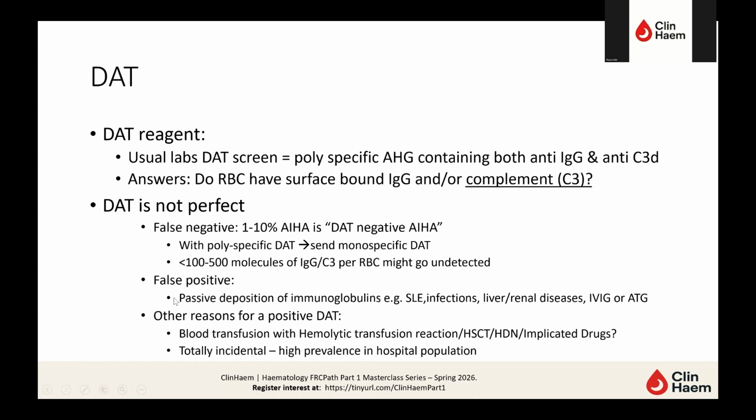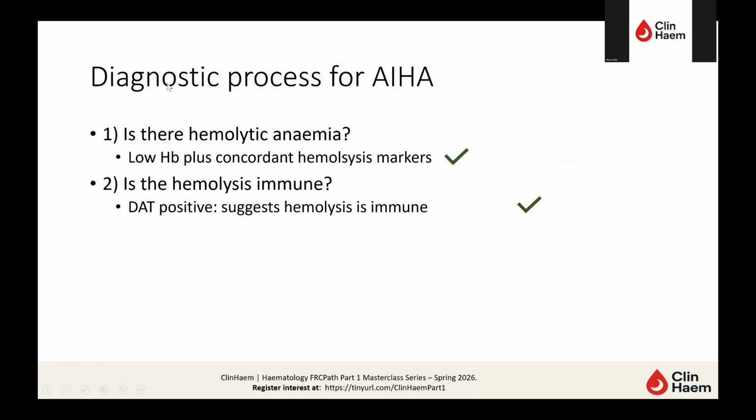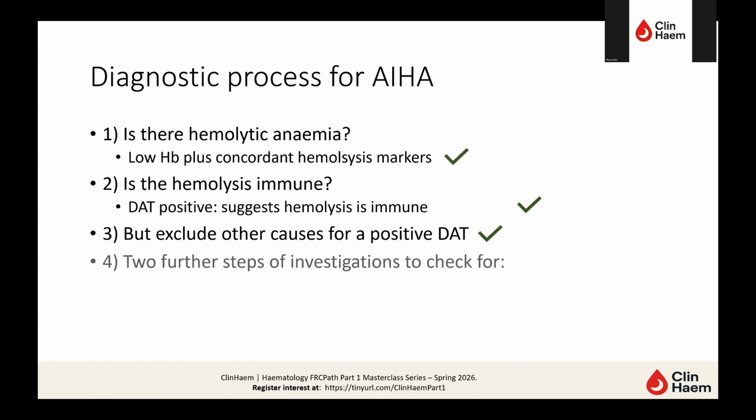So going back to the diagnostic process for AIHA, number one, is there hemolytic anemia? We've seen the hemoglobin is low and the hemolysis markers are in the right direction. You would check, is the hemolysis immune? That is positive, which suggests there are antibodies coating the cells. Maybe the hemolysis is immune and maybe those are autoantibodies, but you have to exclude all the other causes for a positive DAT that I've mentioned before saying, okay, this is AIHA. Once you have done that, and all the causes you can exclude are excluded and they're clinically relevant, you will say now the patient looks like he has autoimmune hemolysis.